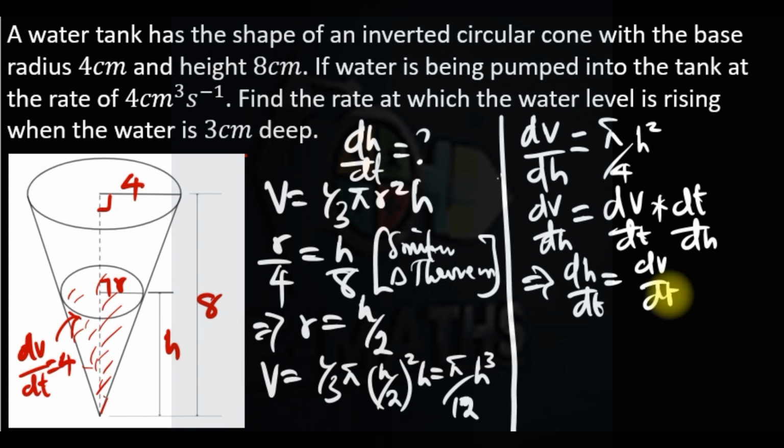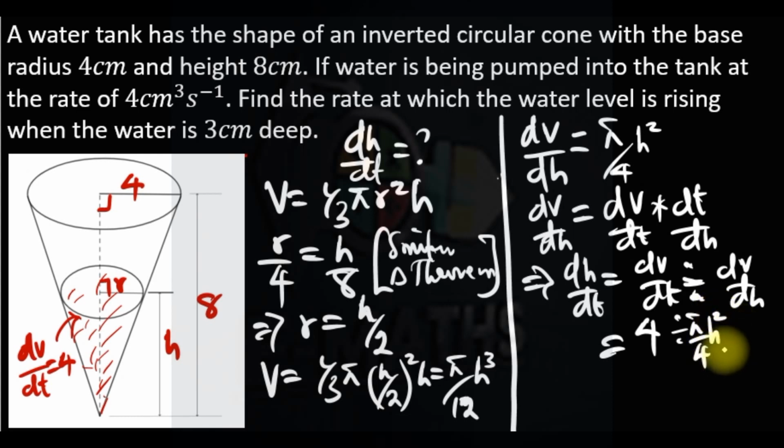dh over dt will now be dV over dt divided by dV over dh. So we substitute: dV over dt is 4, divided by dV over dh, pi over 4 h squared, which is now equal to 16 over pi h squared.